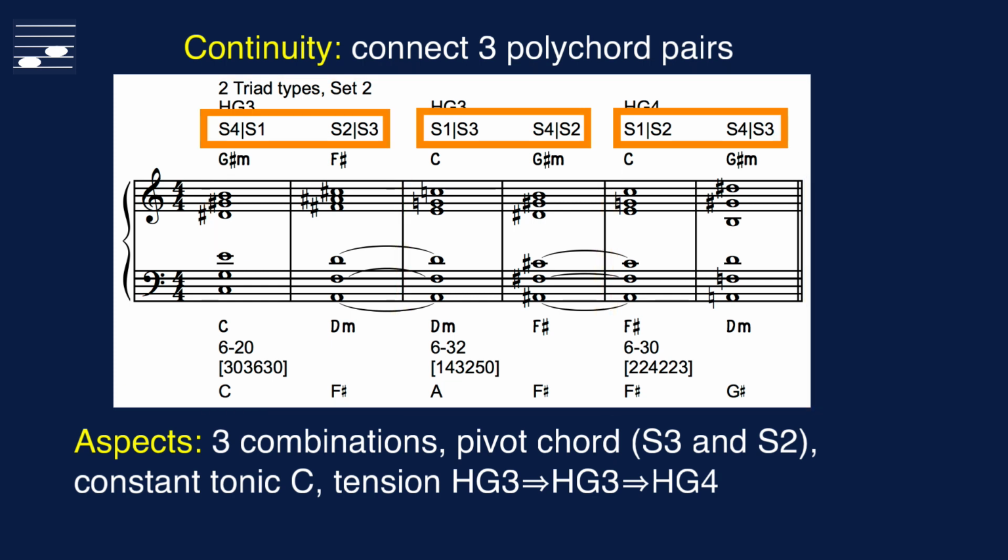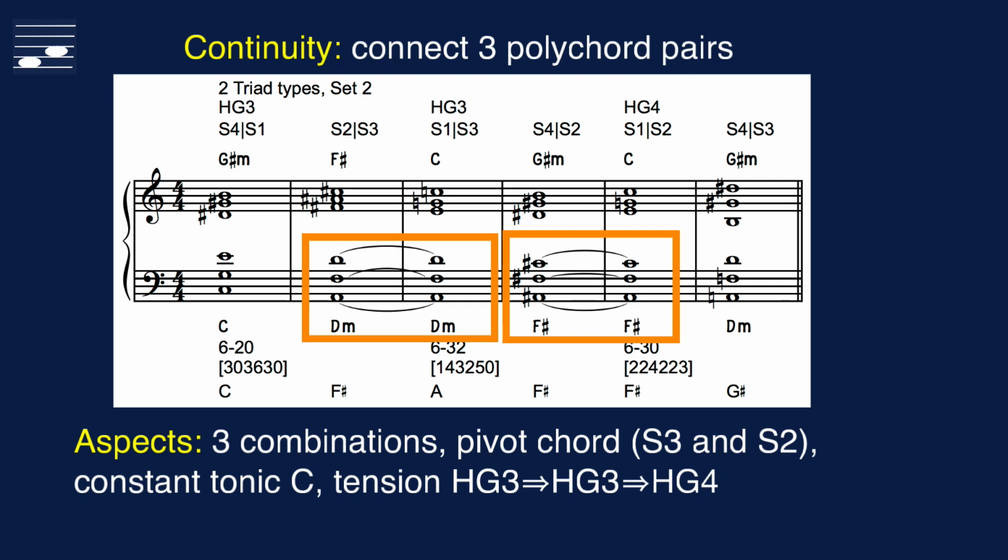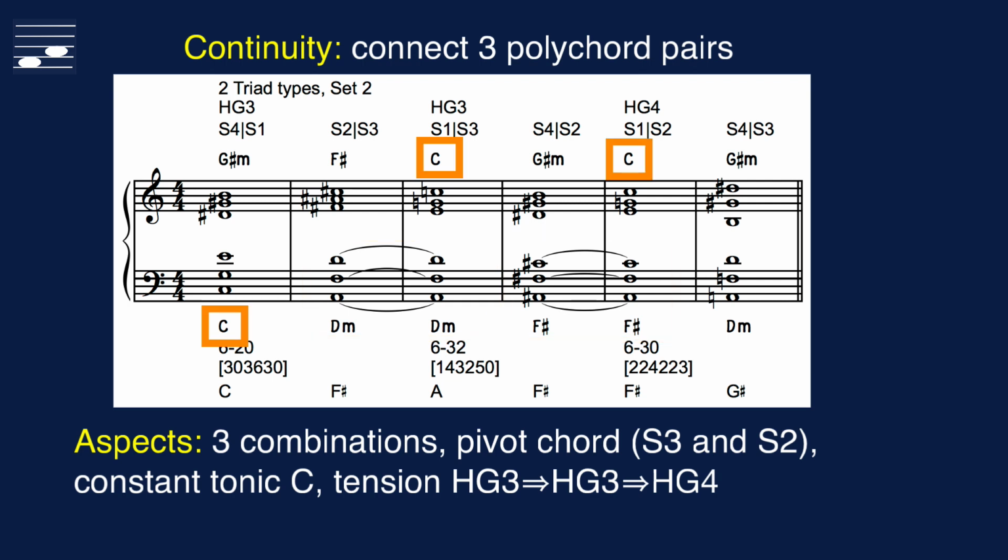I decided on demonstrating all 3 hexachord combinations, and again use the pivot chord approach, first with the D minor chord, then with the F sharp major chord. The triad set tonic is the constant pitch C.